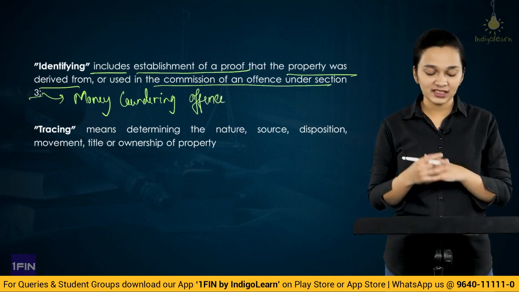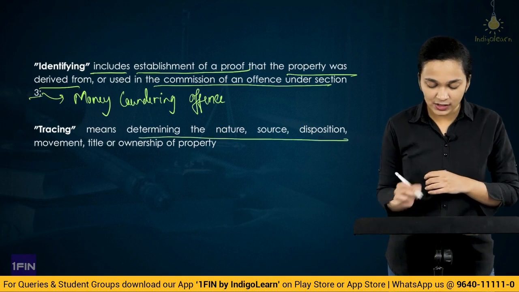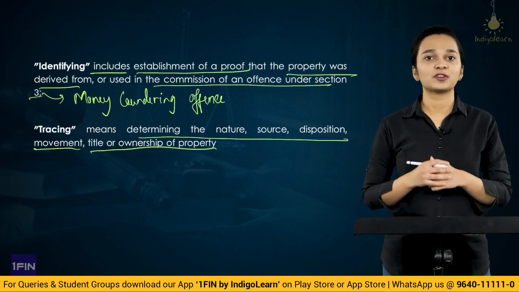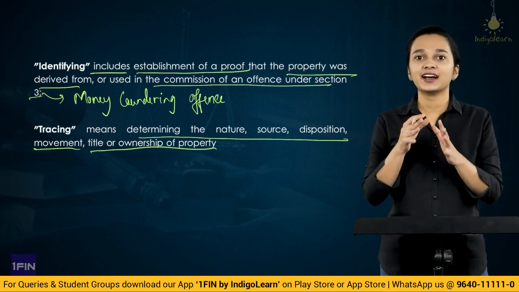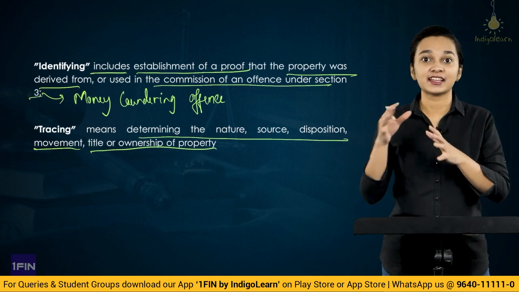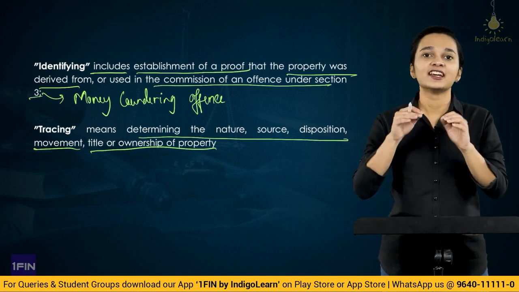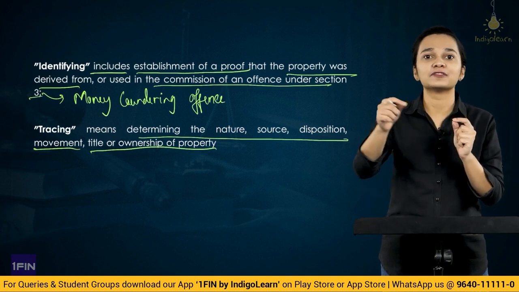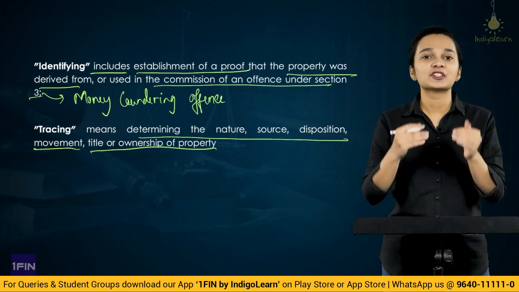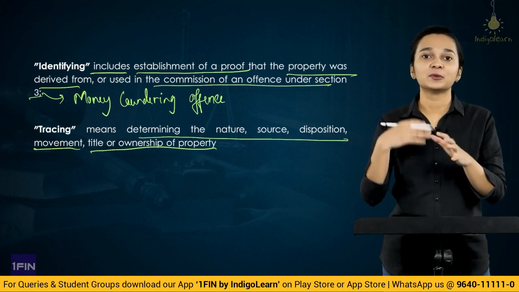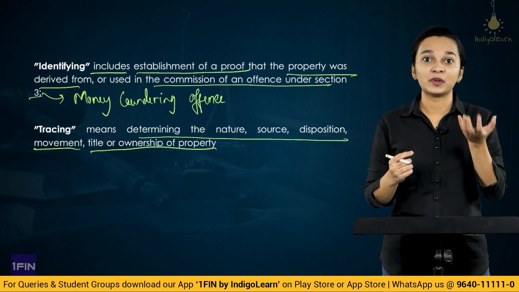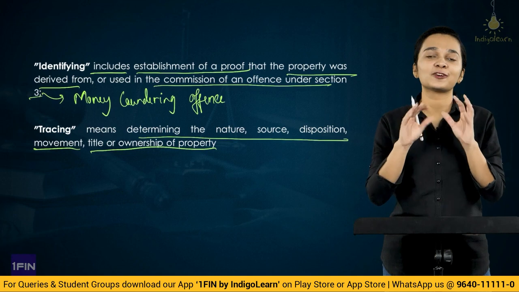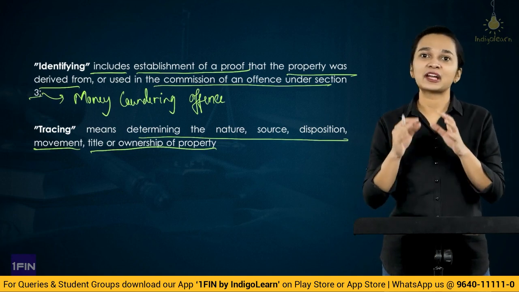And what does tracing mean? Tracing means determining the nature, source, disposition, movement, title or ownership of the property. So tracing is basically, you might have watched the TV series CID wherein they trace the culprit, they try and find who is the actual culprit and they take a clue from different things which have happened. Similarly, tracing here is determining the nature and the way in which the property was disposed of and how it was transferred. So tracing means keeping a track of what is happening with the property.